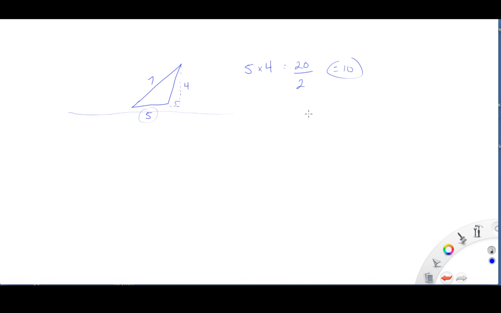Here's another way to do it. 1 half base times height. So if we have base times height, which is 5 times 4, and we multiply it by 1 half, which is the same as dividing it by 2, we still have 10 for our answer.